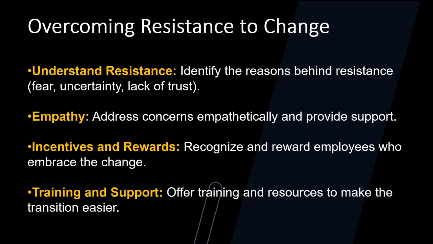So it is very important that we identify the reason, understand it, and have a workaround or solution to their concerns. The second one is empathy, wherein we address the concern empathetically and provide support to the people so that they will accept the change. The third one is incentives and rewards, so that we can recognize and reward the people who embrace the change, so that people will get encouraged to accept the change. The fourth one is training and support, wherein we can offer training and resources to make the transition easier for the change.